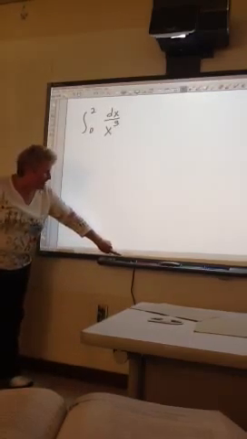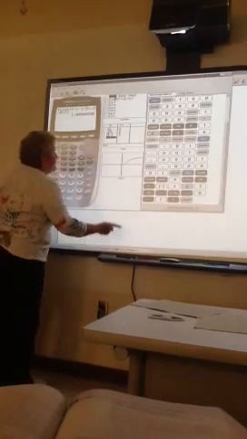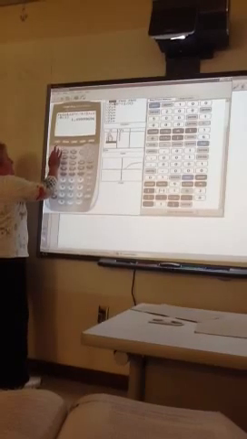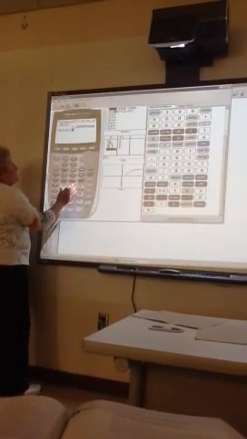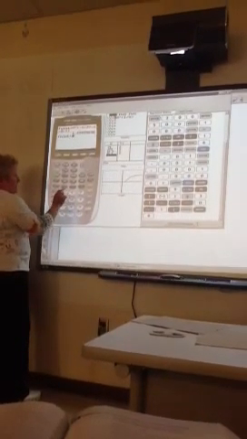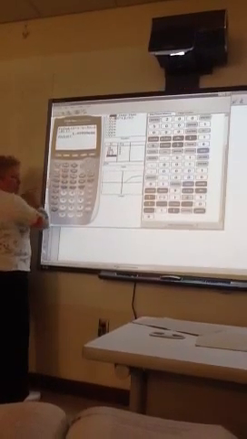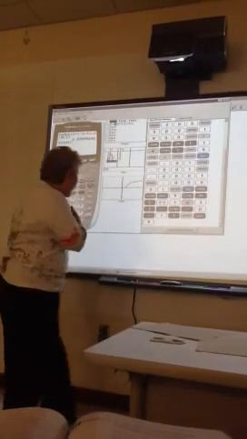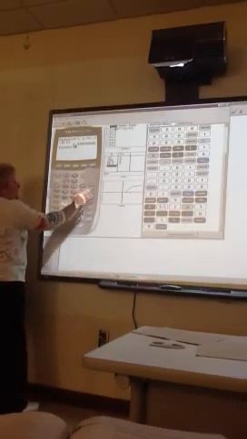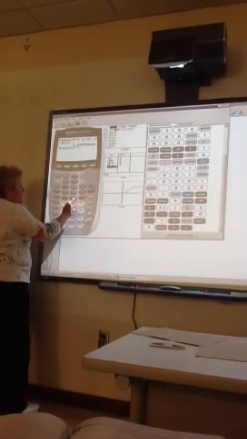Where's the problem? At 0 again, down on the bottom. So take your calculators. Was it 1 over x cubed? Yep. So x to the negative 3? Negative 3.